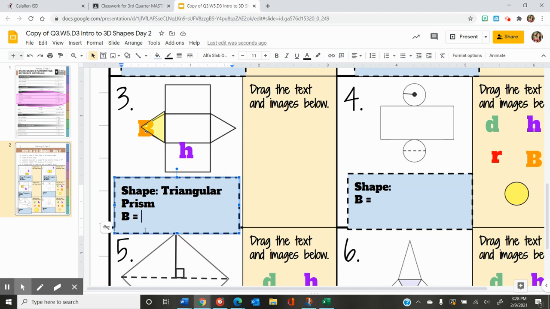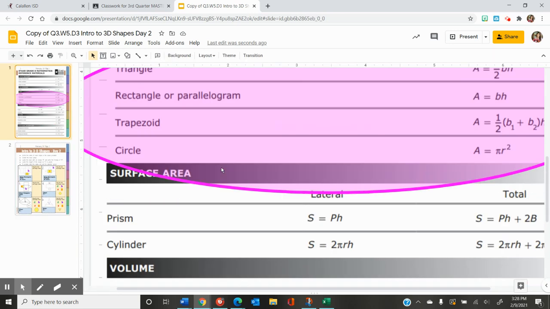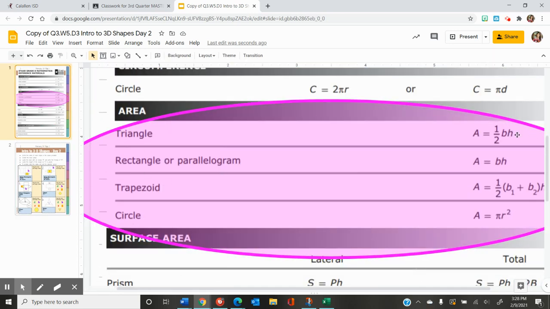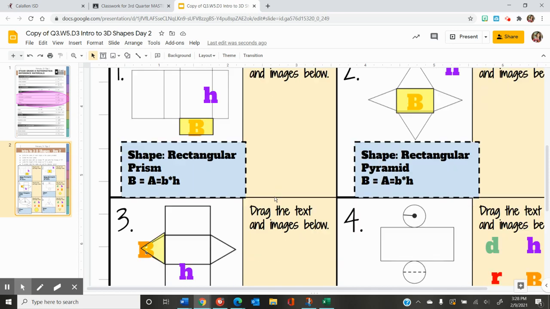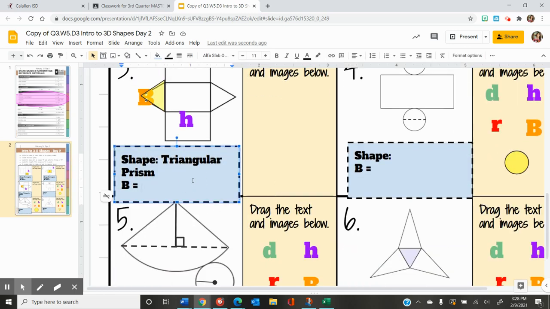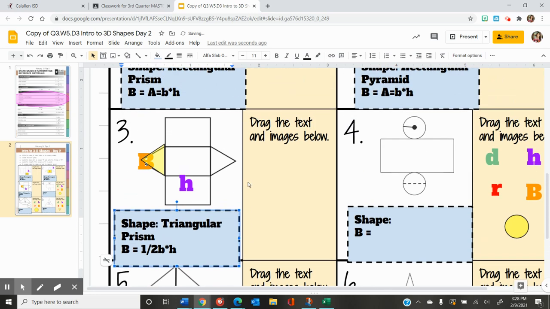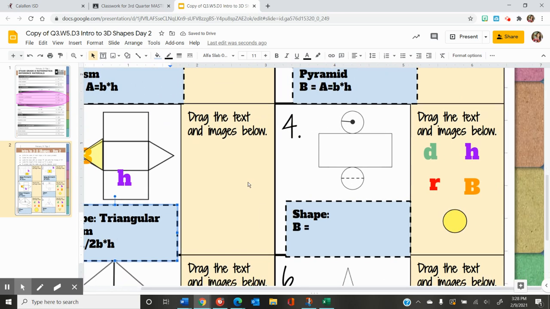Now it's asking me for B, big B, which again is the area of my base shape. So going over here, the area of a triangle is 1/2 base times height. So right here for B, I'm going to put 1/2 base times height. Okay, so now looking at number 4.